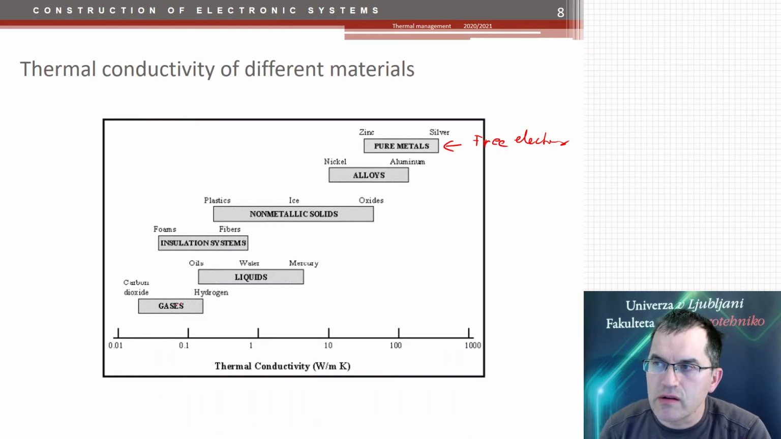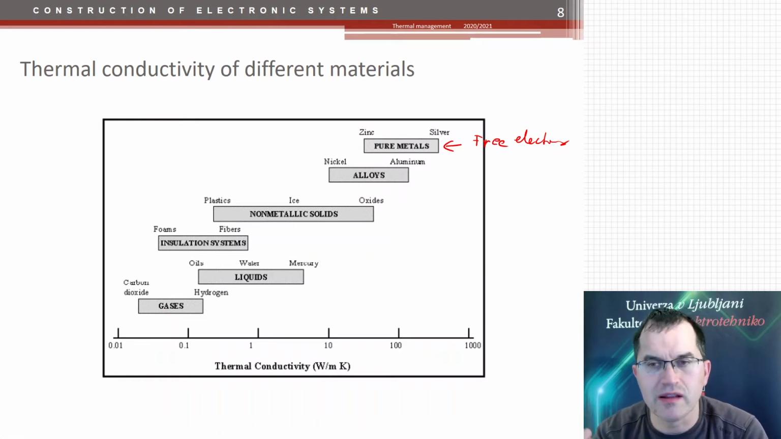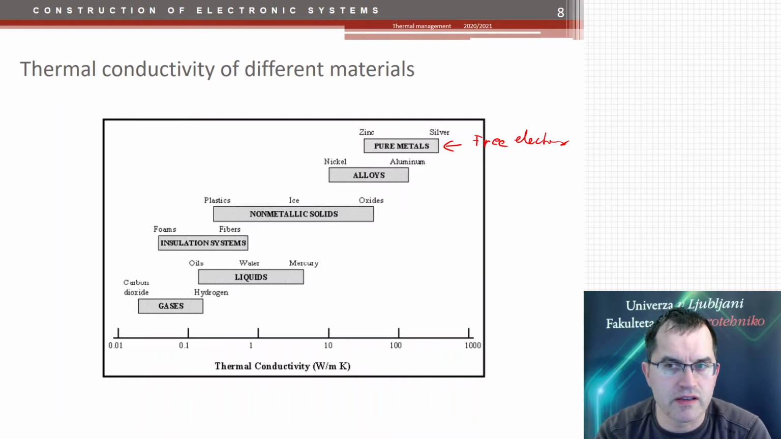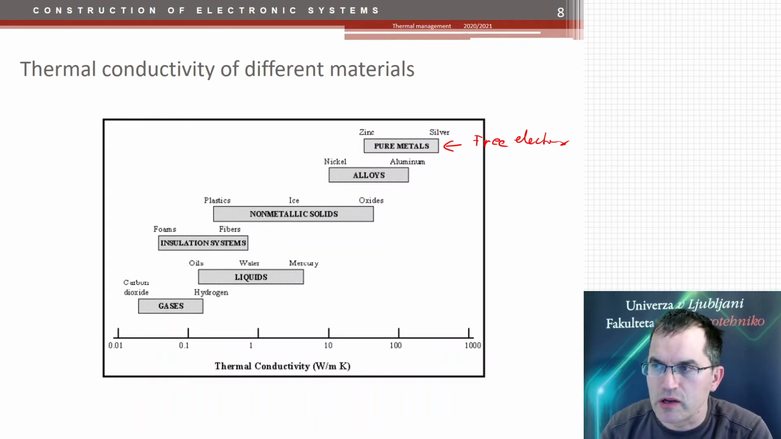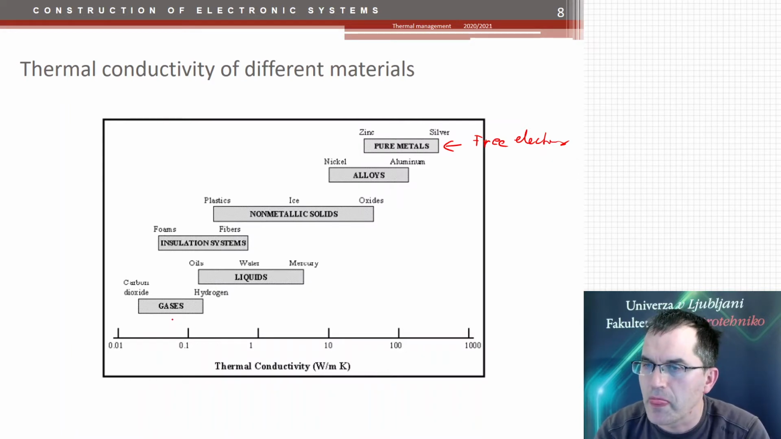While here in liquids and gases, the molecules are so weakly linked that the movement of these molecules, the thermal motion of these molecules, does not spread so quickly. Therefore, liquids and gases are the strongest, the highest insulators, thermal insulators, of course.